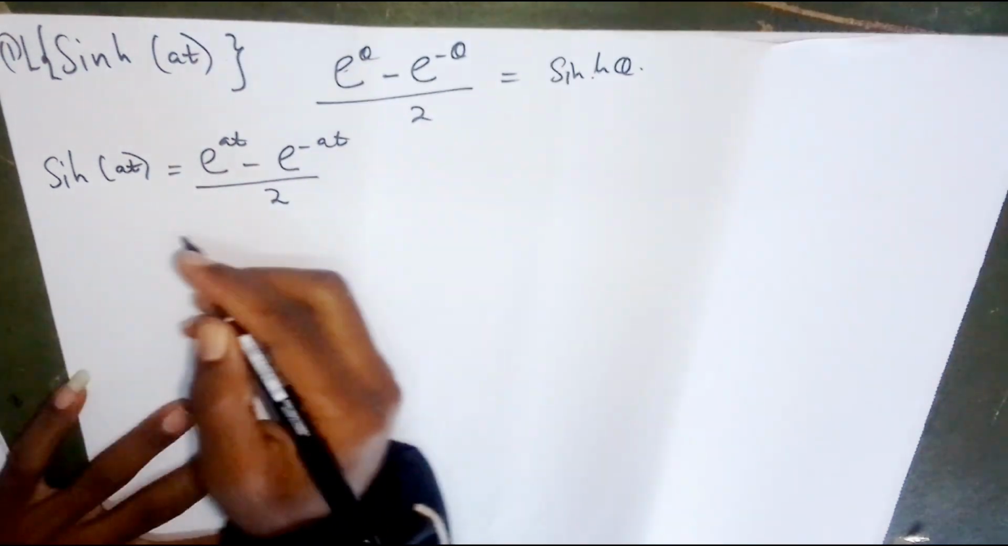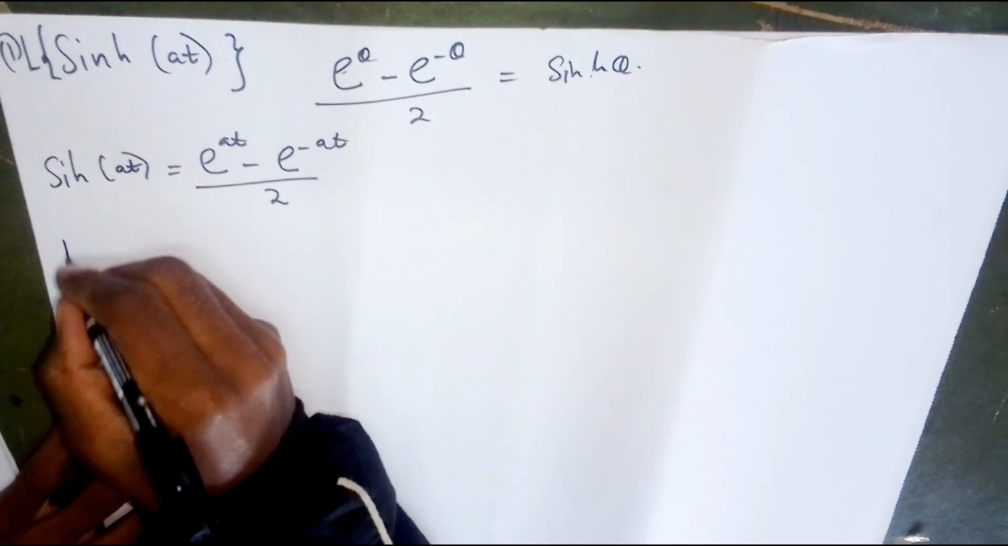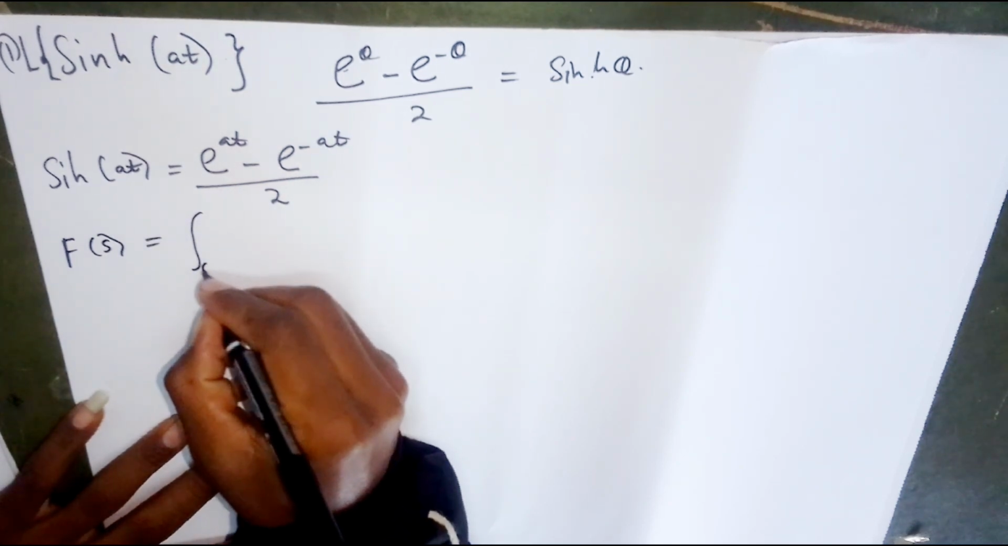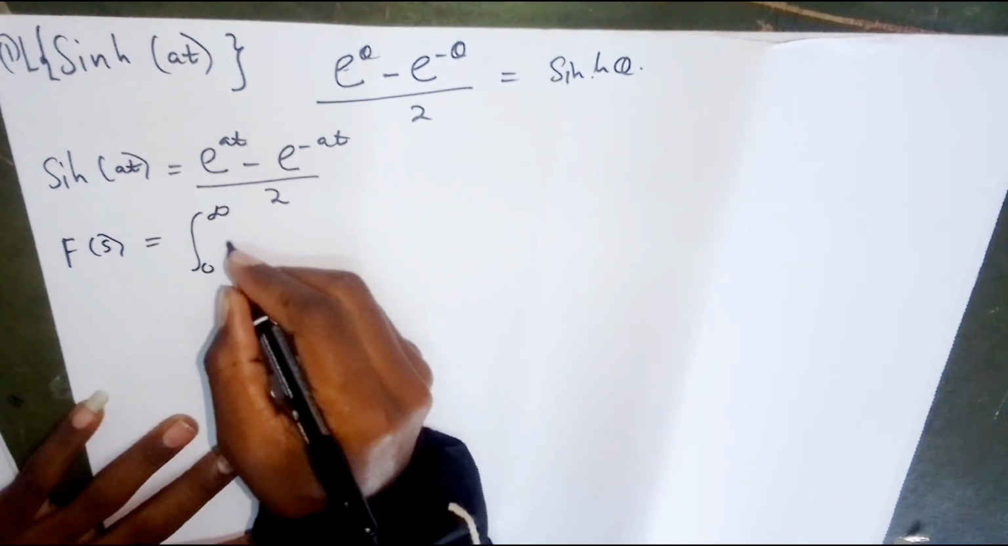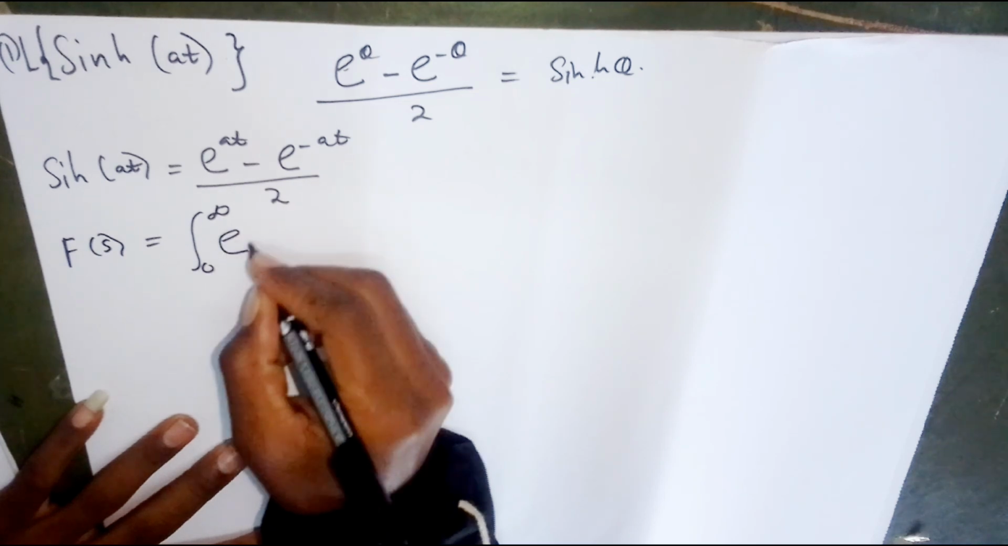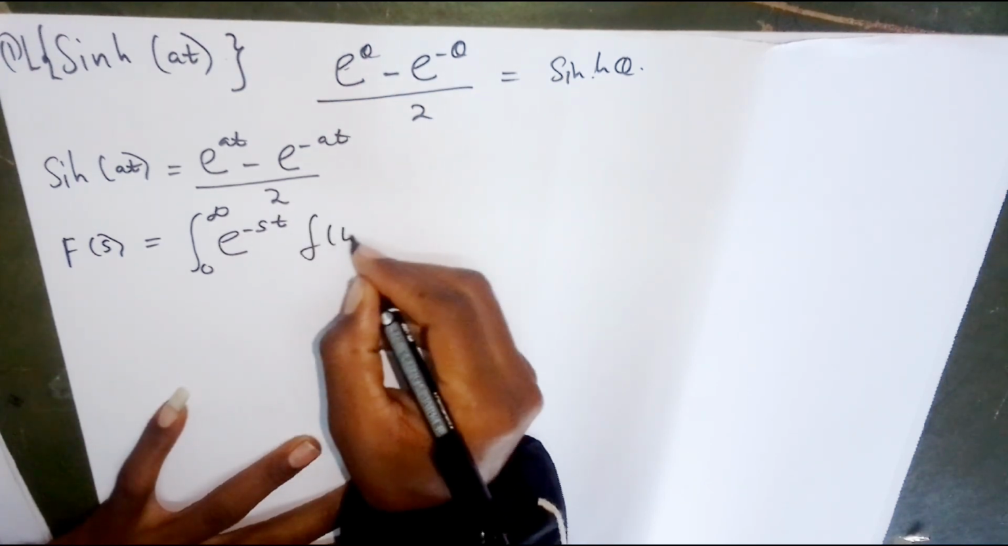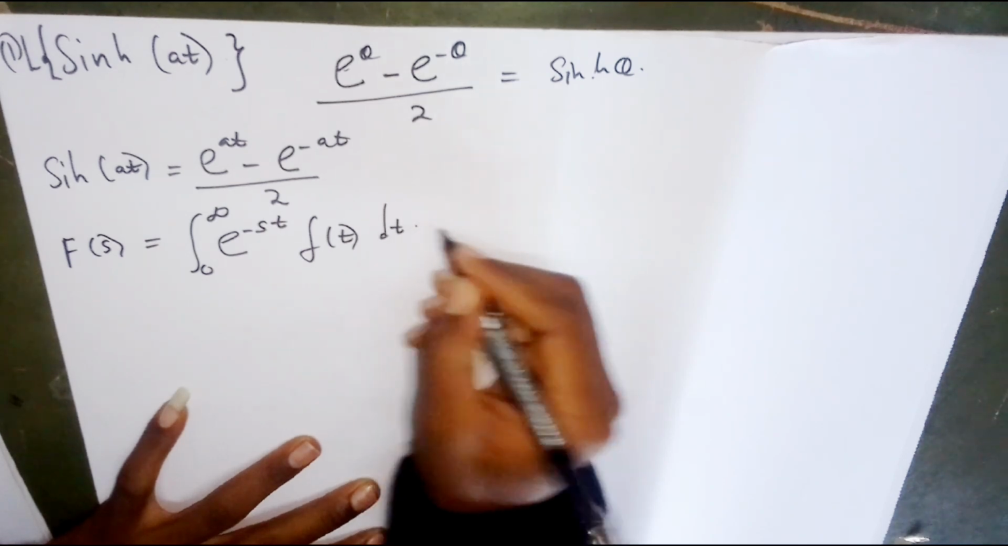So we can introduce our formula for the Laplace transform, which is F of s is equal to the integral from 0 up to infinity of e to the power negative st f of t dt.